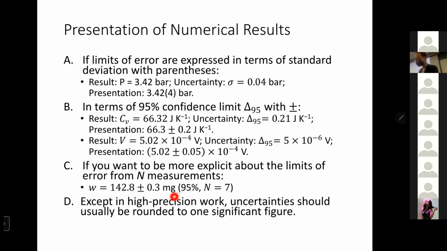If you want to be really explicit, you can also write in parentheses that this is the 95% confidence limit, and you can report the number of measurements. So you would report that by just writing 95%, comma, n equals 7 in parentheses. Okay. Sometimes in high precision measurements, you will see uncertainties reported with more than 1 digit. But for the purposes of Chemistry 3108, you can just round everything to 1 digit of uncertainty. Okay.